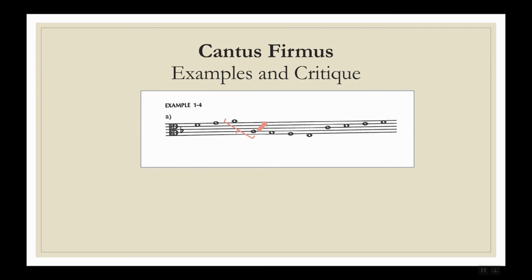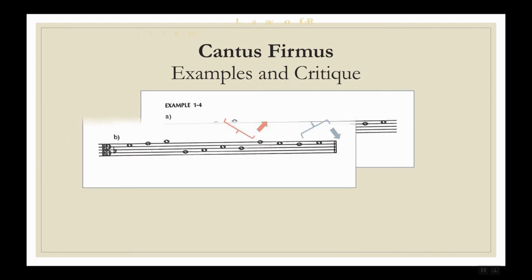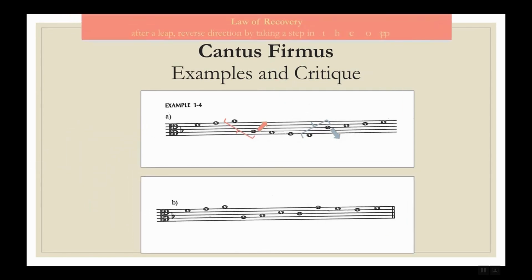So you can leap down. Here they're leaping down an octave. I said don't leap more than a fifth, but eventually you'll be able to leap an octave. You want to counter it in the opposite direction. They didn't do that. Here there's a leap up of a sixth, and it should be countered in the opposite direction, but it is not. It should go down. So here they have fixed it, and the law of recovery, I have that written out at the top: after a leap, reverse direction by taking a step in the opposite direction.